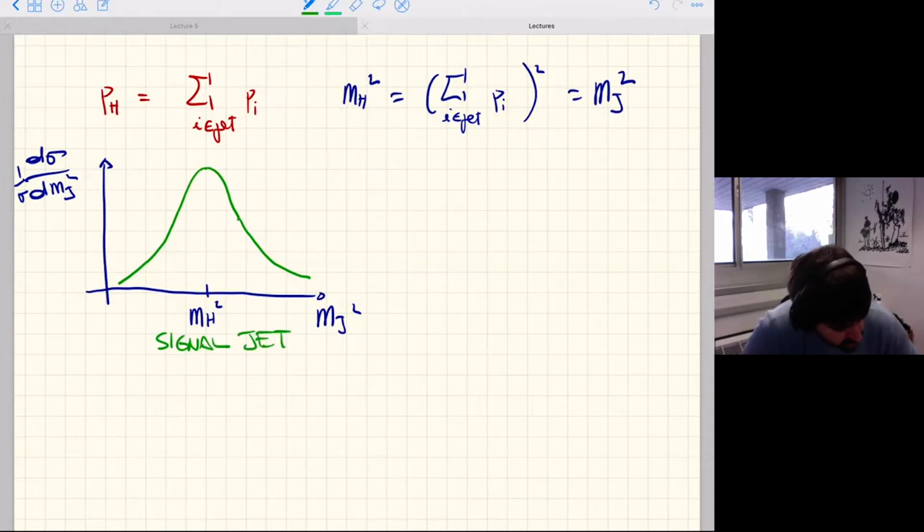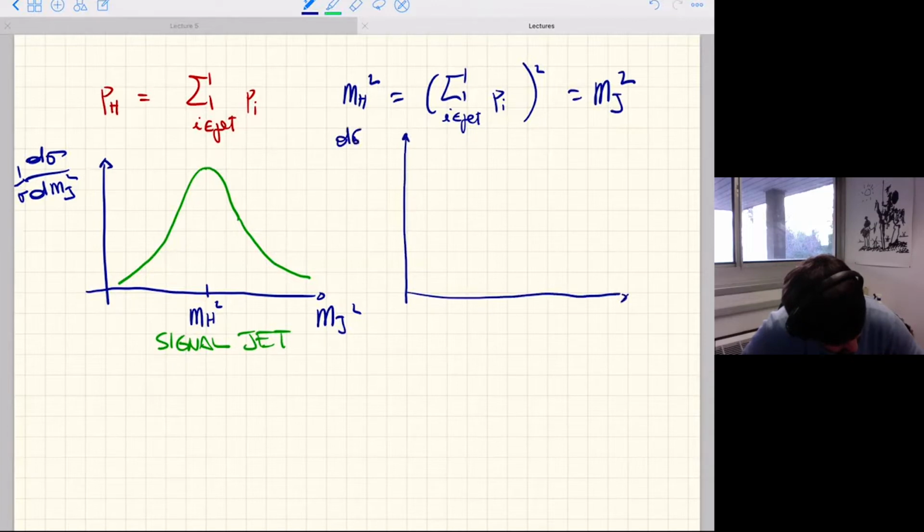Now, the question we will try to answer, hopefully before the break, is: what does the background distribution look like?